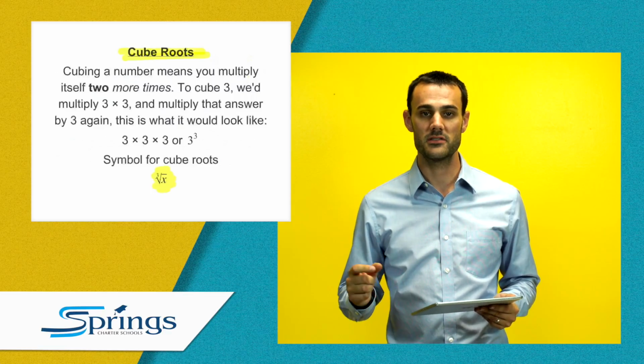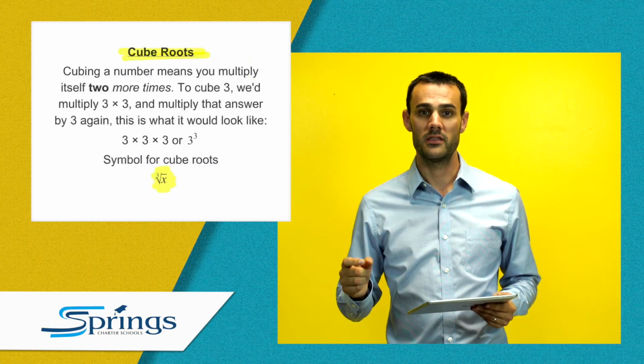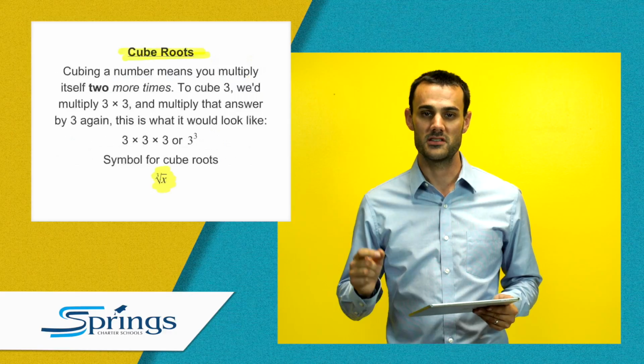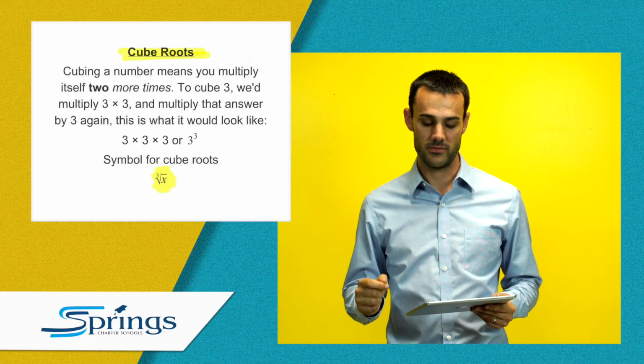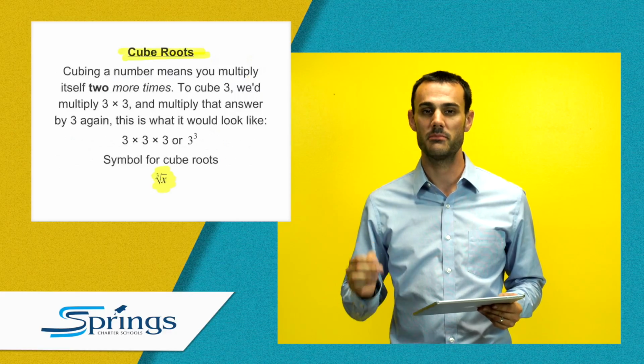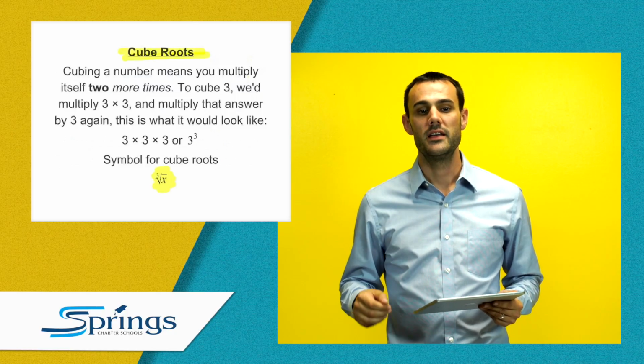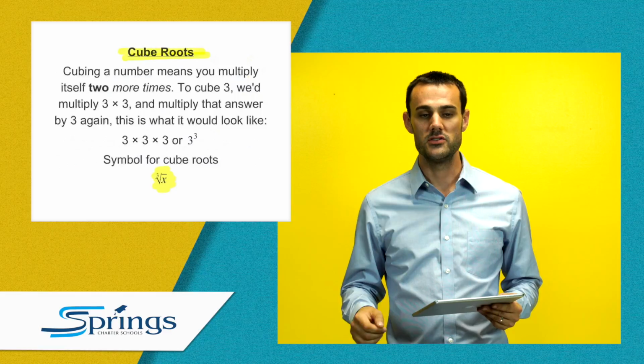That base, the big number, is 3, and this time the exponent is also a 3, which is the smaller number raised above the larger 3. And the symbol for cube roots, guys, is down at the bottom of our page, and it's highlighted in yellow for you. It looks like the square root sign, except we add in a little 3 there, so we know that it's a cube root.